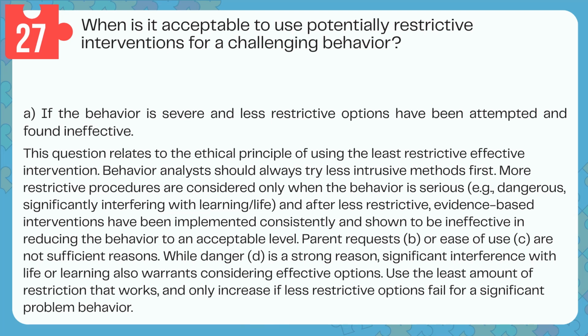Parent requests, B, or ease of use, C, are not sufficient reasons, while danger, D, is a strong reason. Significant interference with life or learning also warrants considering effective options. Use the least amount of restriction that works, and only increase if less restrictive options fail for a significant problem behavior.